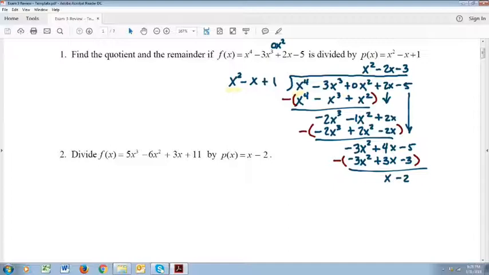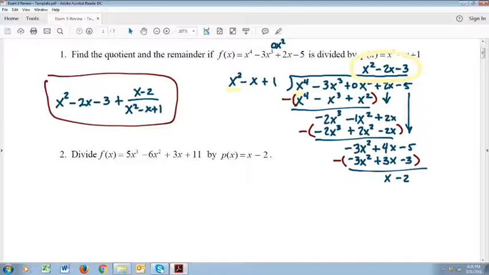So the way we write our answer, what we have here is our quotient, which is the main part of our answer, and then our remainder, x minus 2, will be written over what we're dividing by, the x squared minus x plus 1.